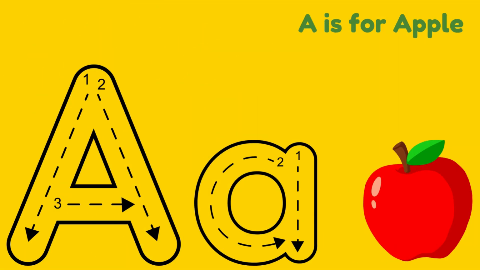For uppercase A, draw two diagonal lines that meet at the top, and add a horizontal line across the middle. A is for apple, so red and bright. Trace your A with all your might. Now, for lowercase a, draw a small circle and then add a little tail or a straight line on the right.